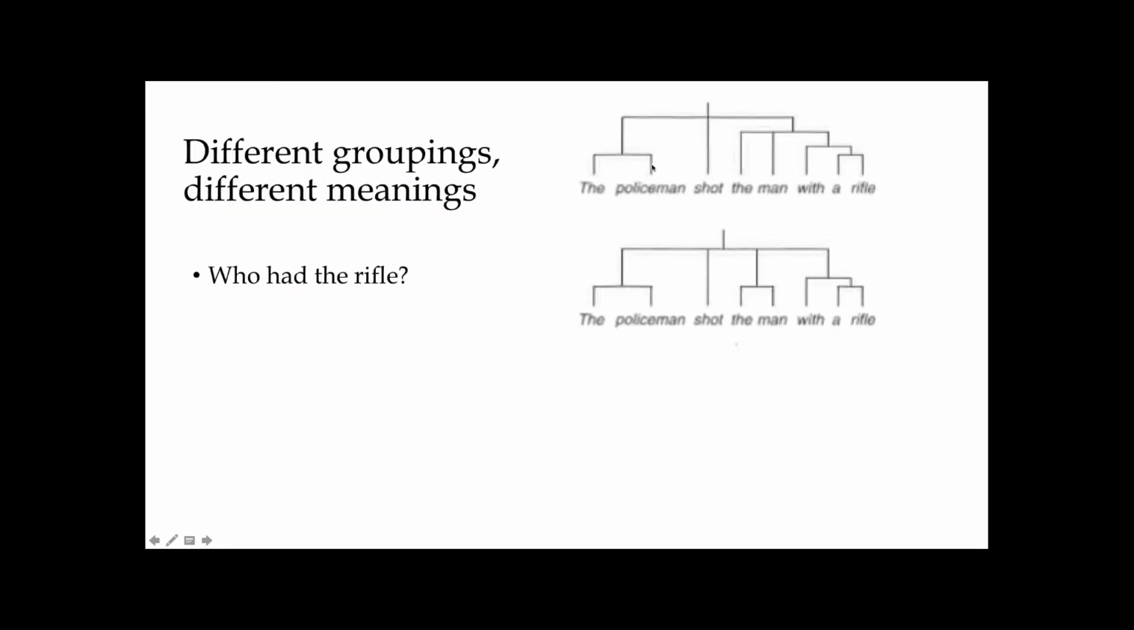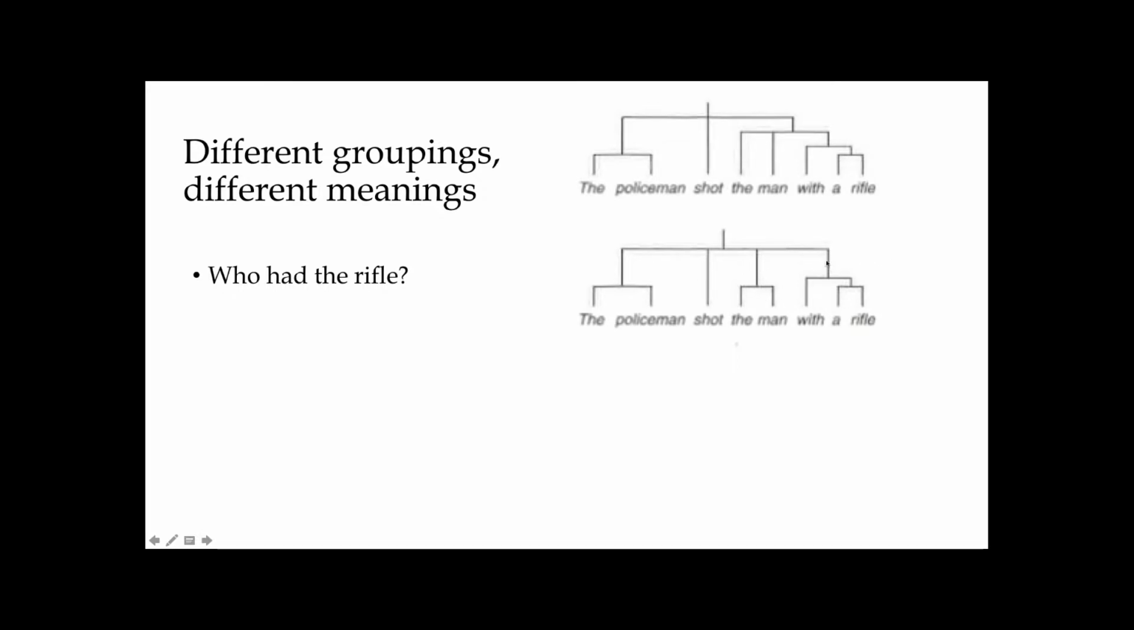And we can actually show that different groupings would result in different meanings. So here I have the policeman shot the man with the rifle. And here I have the policeman shot the man with a rifle. And we actually have 2 different meanings. In one meaning, in this one, the man has the rifle. The man with the rifle is all hanging from a single point. That's all a single noun phrase. And then the policeman shot him. In this reading, the policeman shot the man.